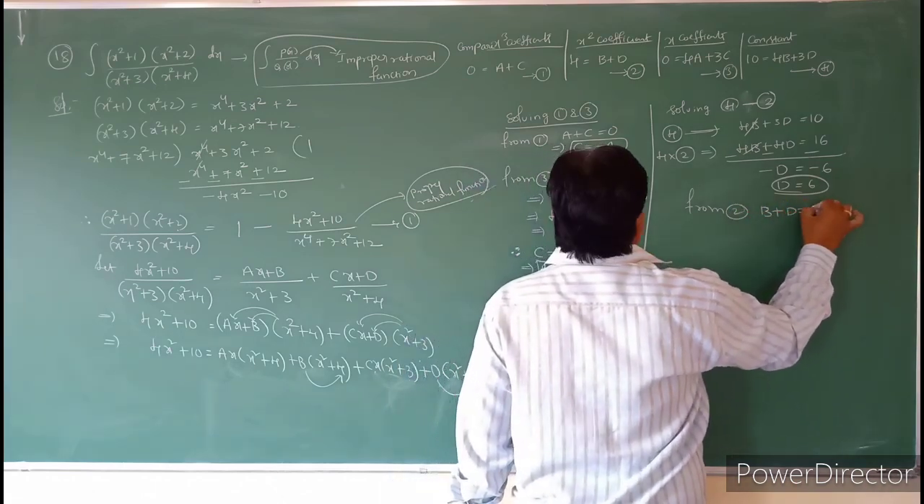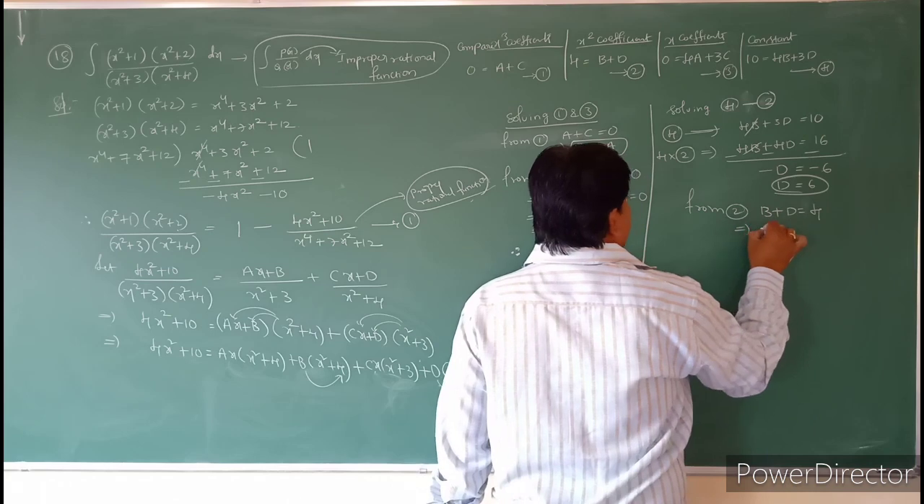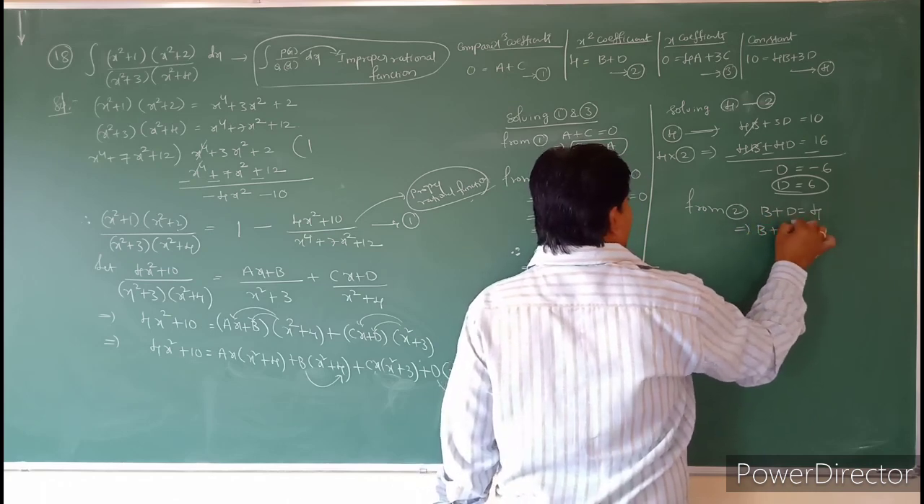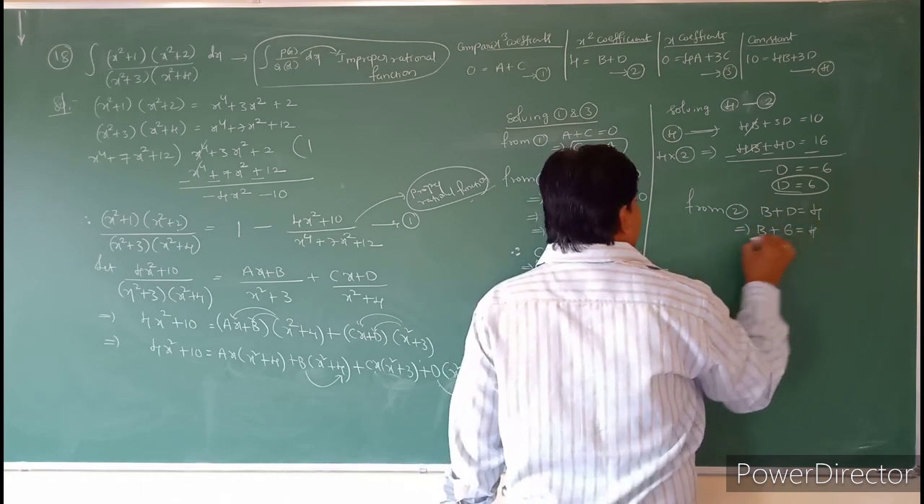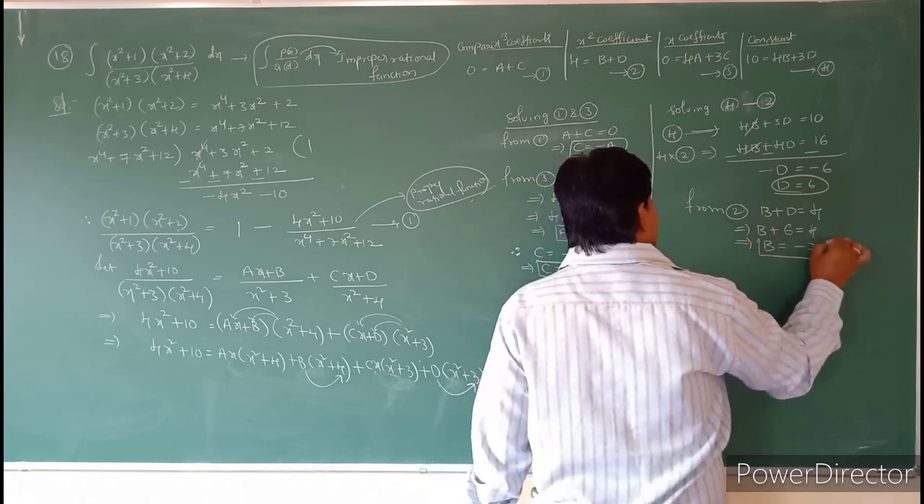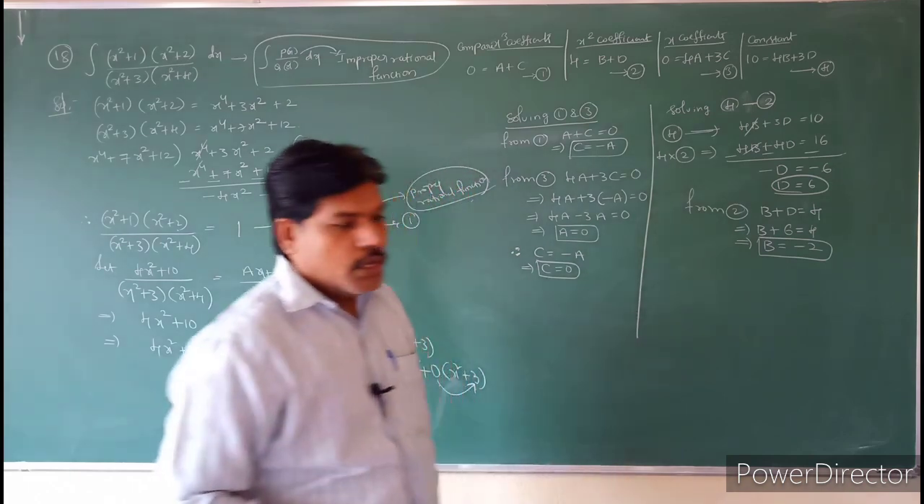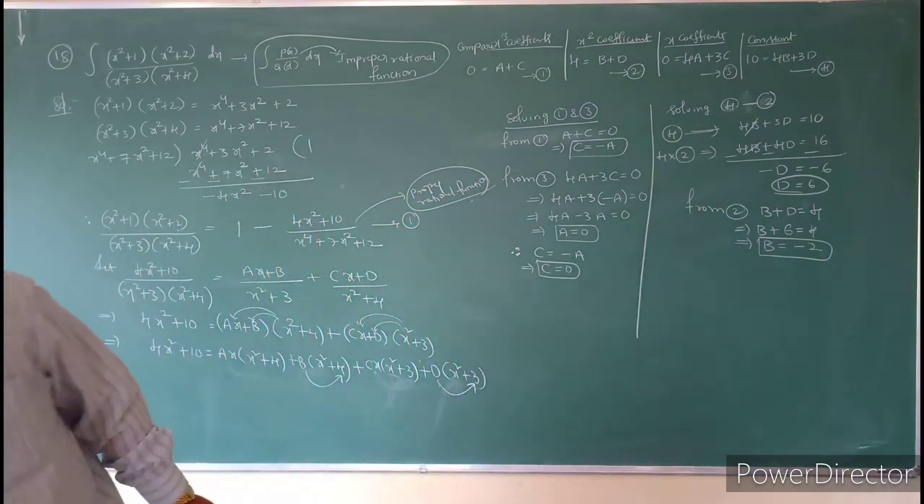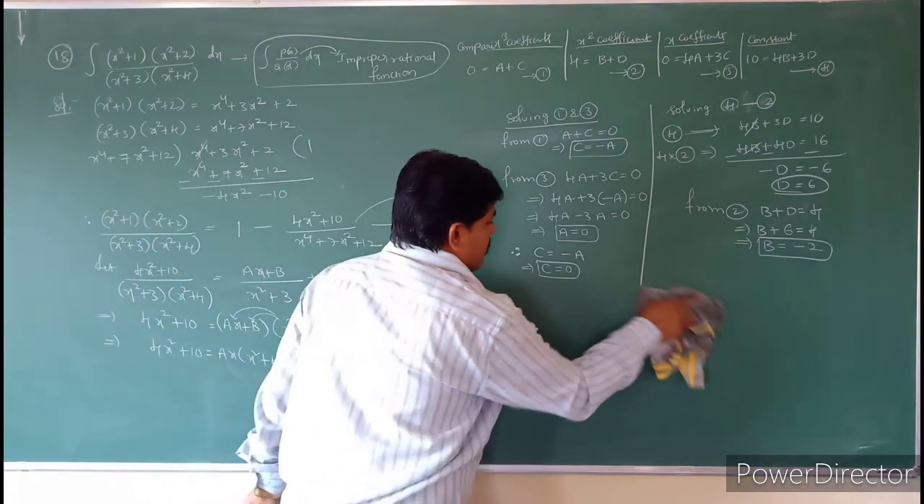From equation 2, b plus d is equal to 4, and the d value is 6. So that implies b is equal to minus 2. So you are getting the a value, b value, c value and d value.